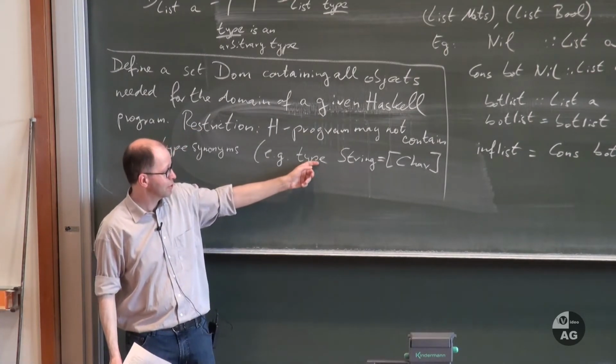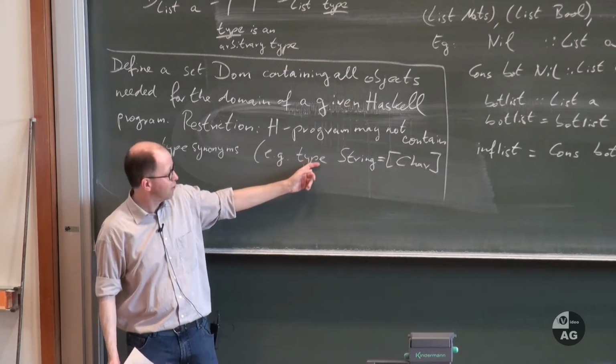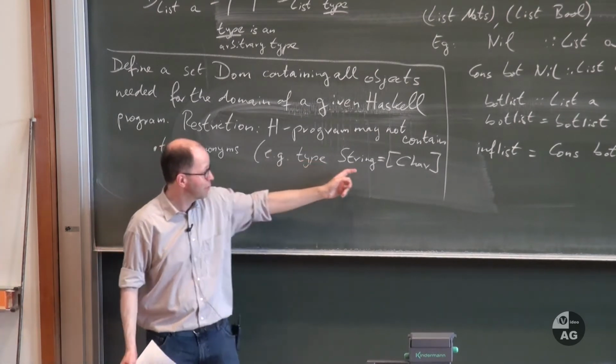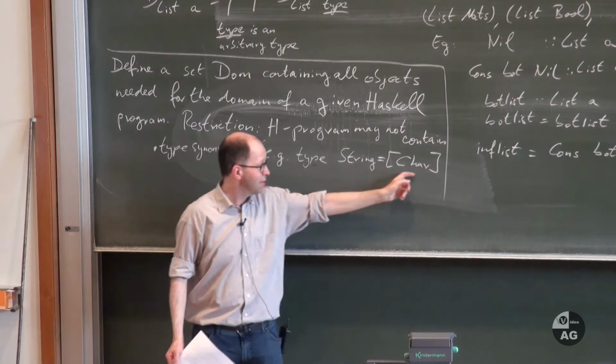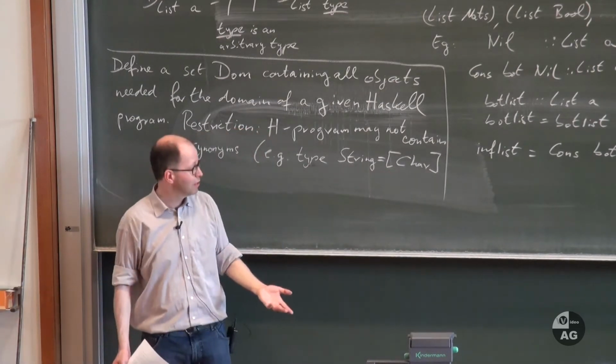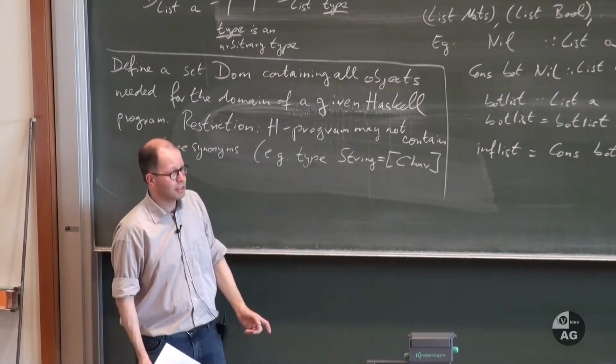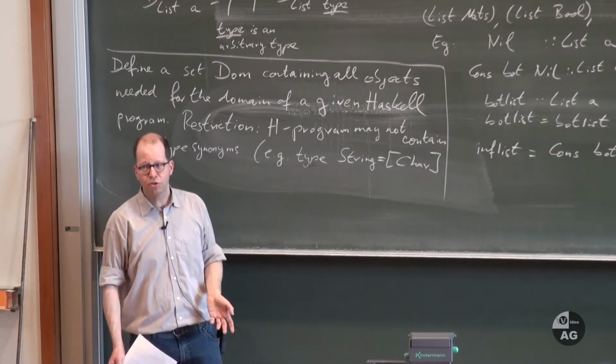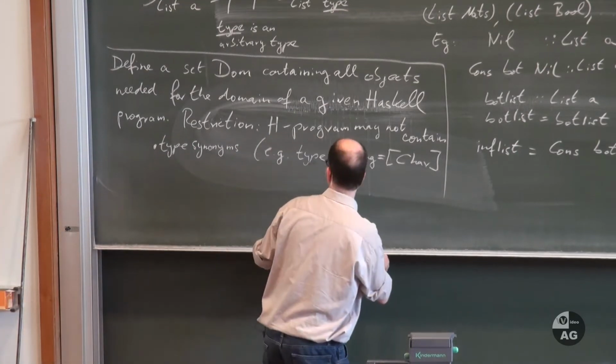So if your program contains this, you can easily transform it into a program that doesn't contain this by replacing all occurrences of string by list of character. And then the program is equivalent, and you don't need these type synonyms anymore. So this is really just syntactic sugar, and to make life simple, we disregard it.